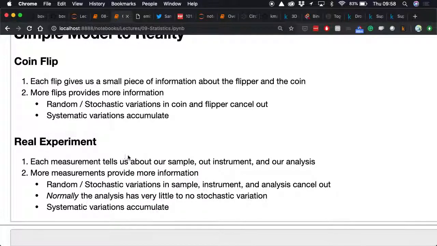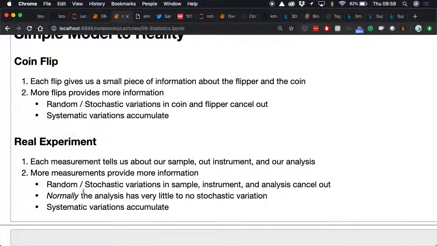And in real experiments, it's the same way. You're learning a little bit about your sample, a little bit about your instrument, and a little bit about your post-processing analysis, but it's all tangled together. And it's often quite difficult to separate all those different components. So more measurements, again, give you more information, and the random and stochastic variations in sample, instrument, and analysis tend to cancel out.